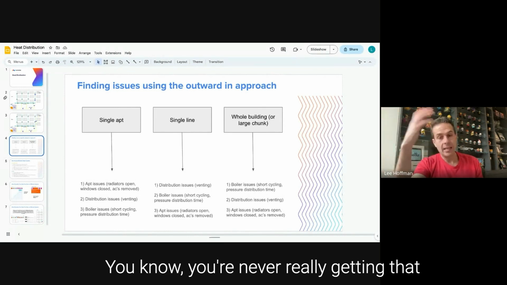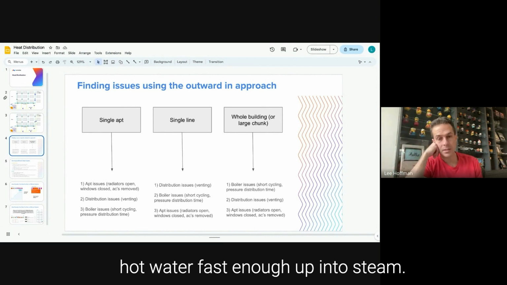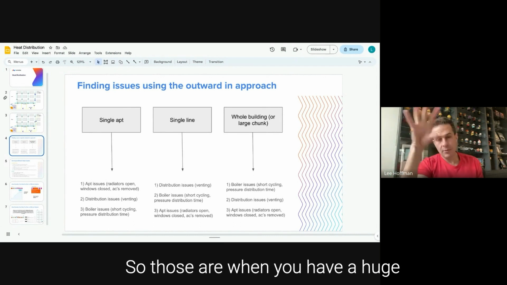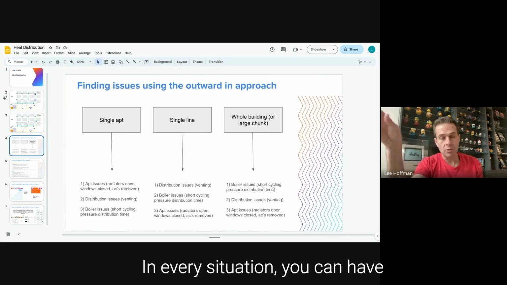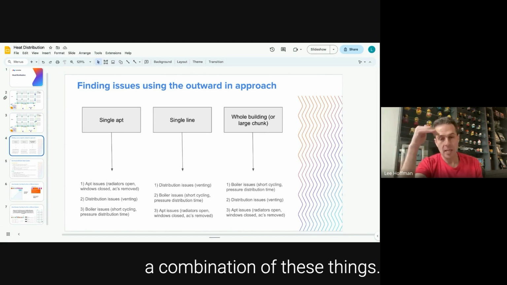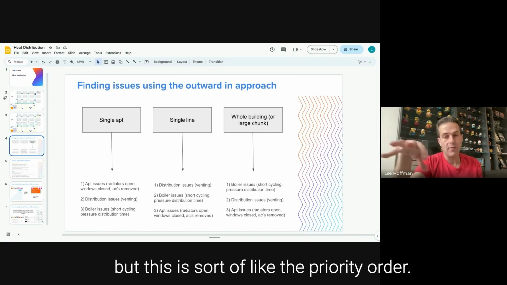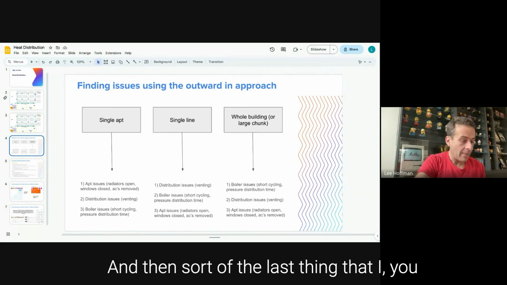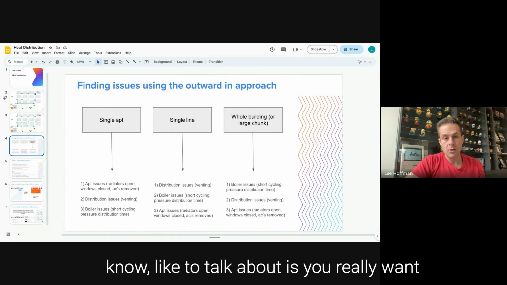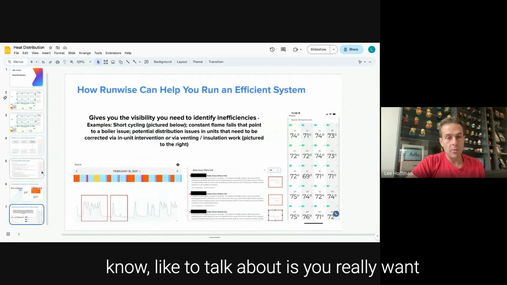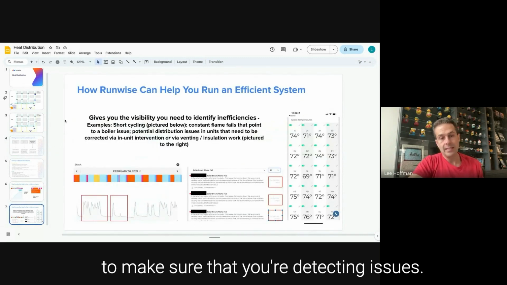You're never really getting that hot water fast enough up into steam. So those are when you have a huge chunk, that's where you want to look. In every situation, you can have a combination of these things. So you always want to look at them, but this is sort of the priority order of how to do it. And then the last thing that I like to talk about is you really want to make sure that you're detecting issues.